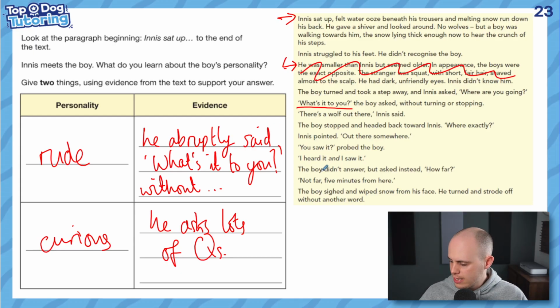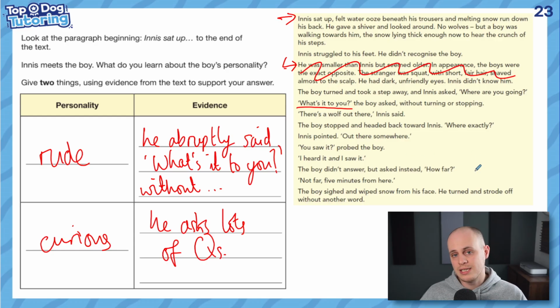We could also say he doesn't talk very much, because he's quite abrupt, isn't he? He doesn't really say much. He doesn't sort of have a conversation with Innes. He kind of just says what he wants, and then he walks. Look at this bit here. He sighs and just walks away. He doesn't even sort of say anything to Innes's last statement. Again, that might back up the fact that he's rude, but also him not talking very much makes him kind of mysterious. Would you agree?